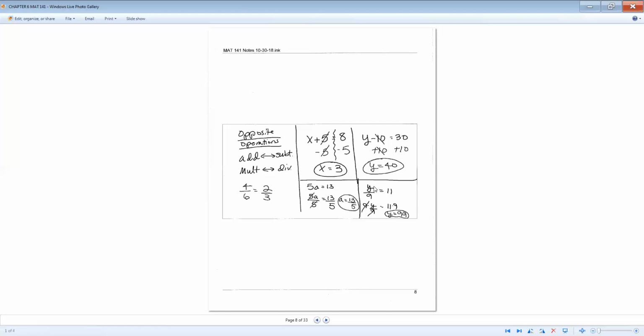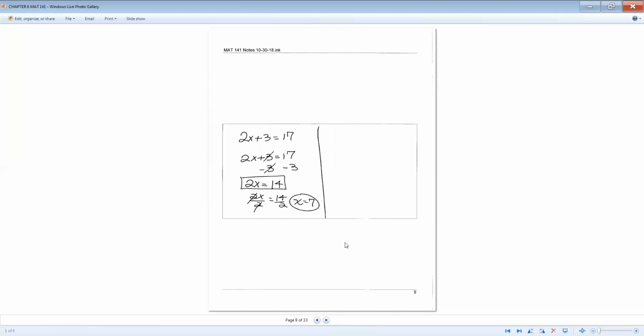So last one, y over 9 is equal to 11. Multiply both sides by 9, because that's division. Multiplication cancels out your division. So the 9's cancel on the left. 11 times 9, we have 99 on the right. y is equal to 99.